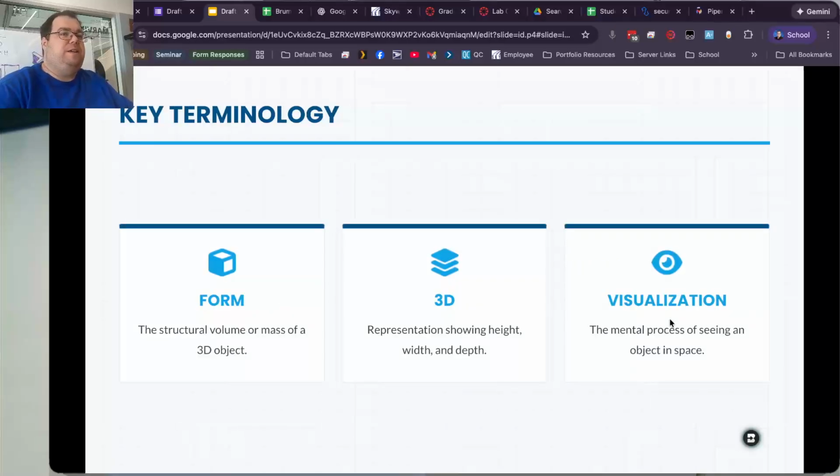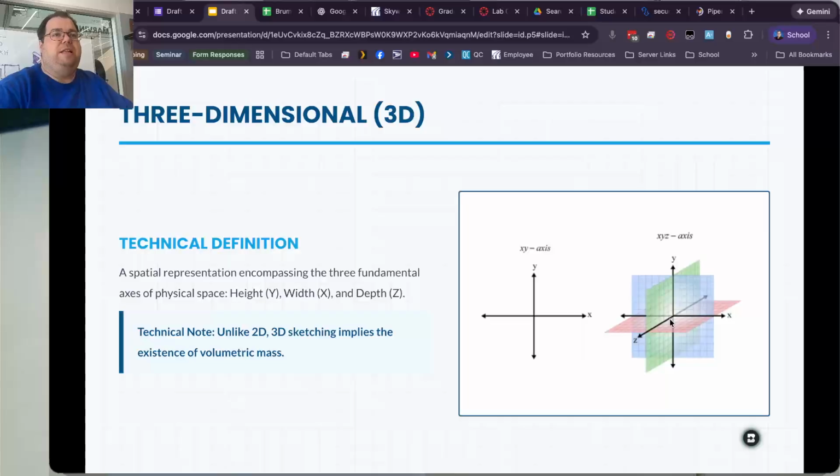To do that, there are some key terms that we're going to look at. In this case, we're going to talk about form, which is the structural volume or mass of a three-dimensional object. 3D, in this case, which is the representation showing the height, width, and depth of the object. And then we're going to do visualization, which is the mental process of seeing that object in space, in virtual 3D or just in your own headspace. So looking at our definitions, we're going to look at three-dimensional to start with.